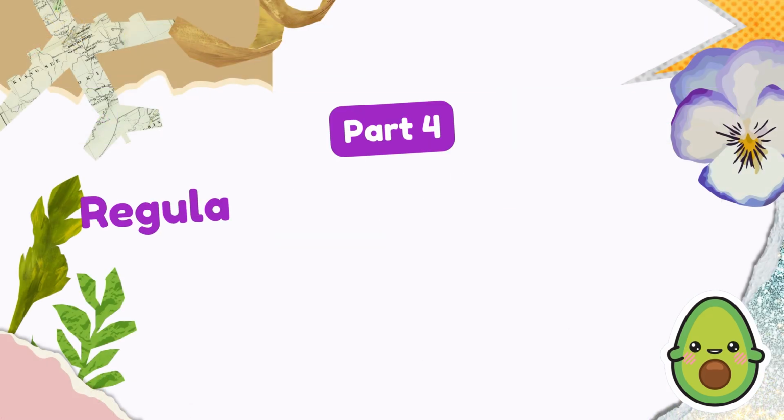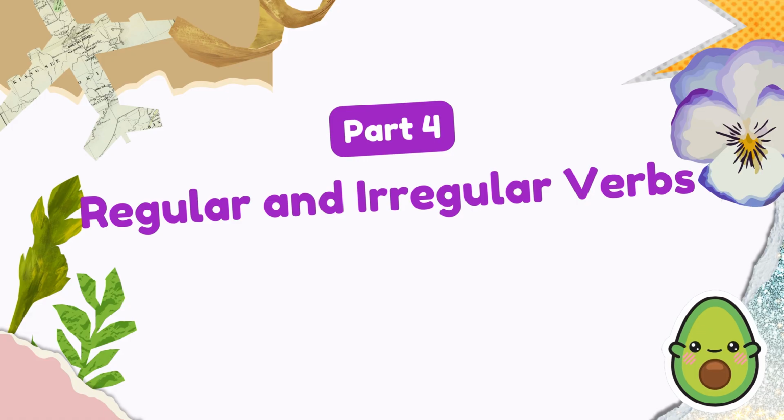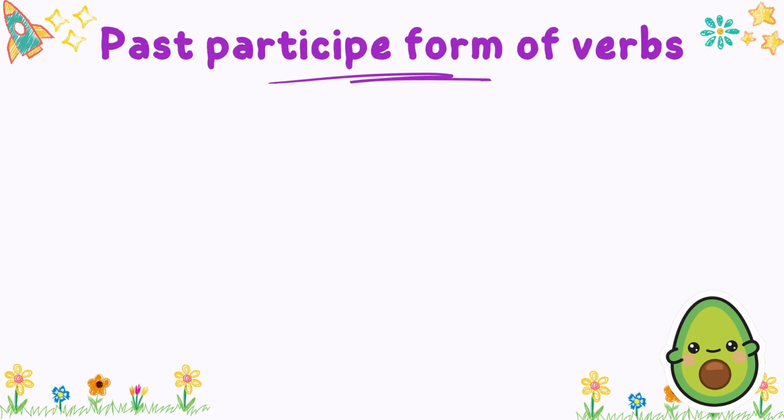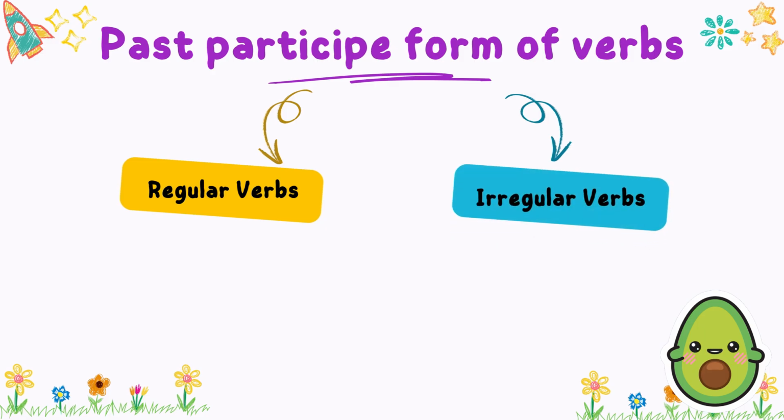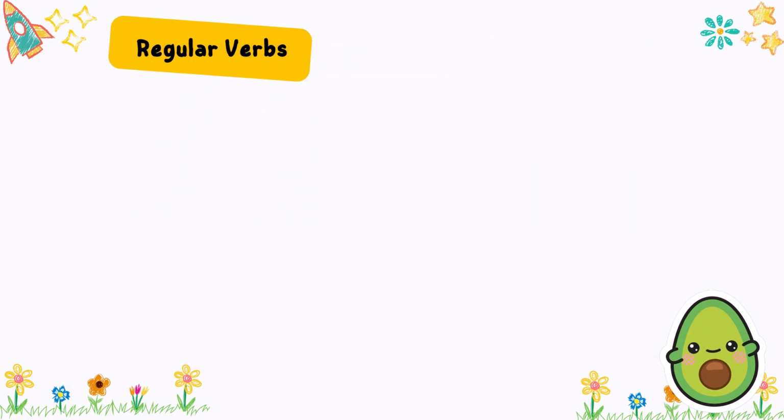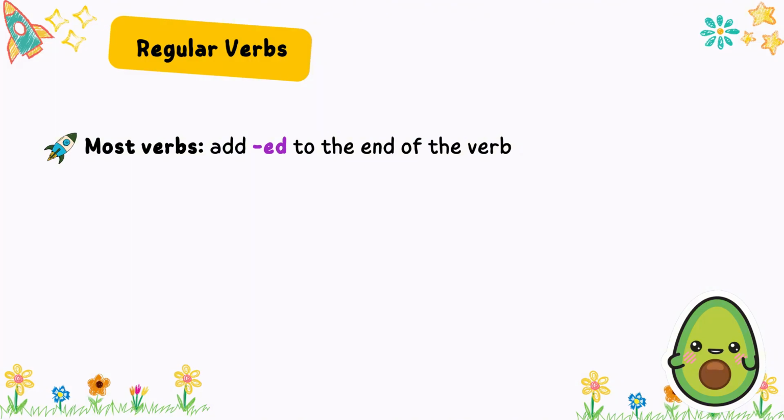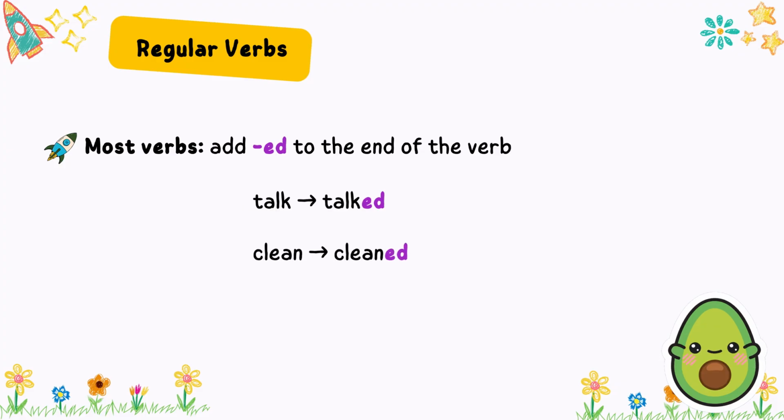Part 4. Regular and irregular verbs. Now, remember, the past perfect uses the past participle form of verbs. But there are two kinds of verbs in English: regular verbs and irregular verbs. Let me explain. Regular verbs follow a simple rule to make the past participle. For most verbs, simply add ed. Talk becomes talked. Clean becomes cleaned.